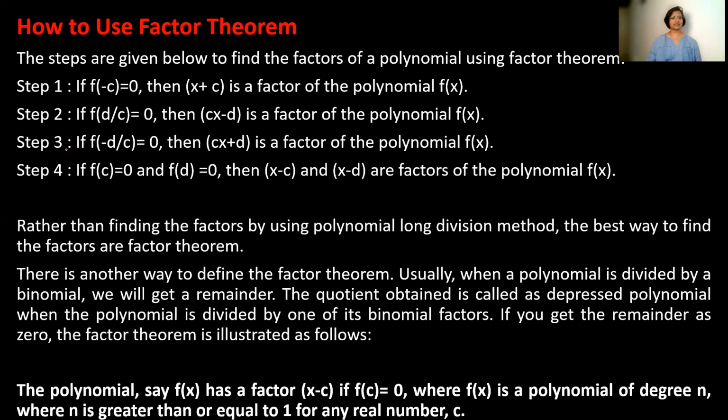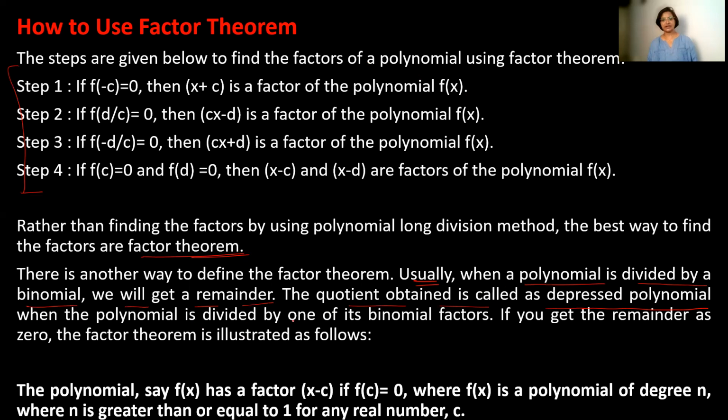Here are some steps which you have to read, all the steps. Rather than using the polynomial long division method to factorize the polynomial, we can use the factor theorem. Another way to define the factor theorem is, usually when a polynomial is divided by a binomial, we will get a remainder. Usually, not always. The quotient obtained is called a depressed polynomial.